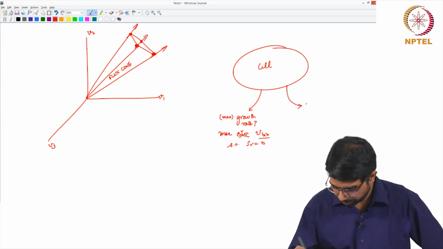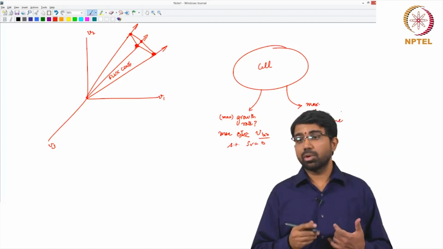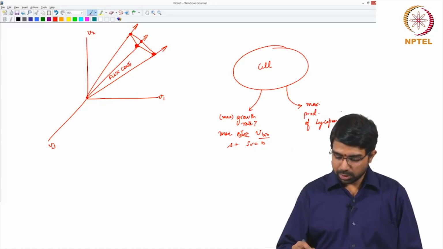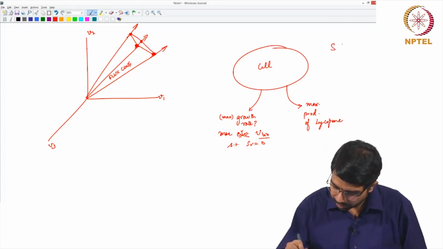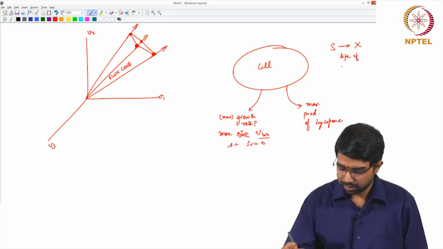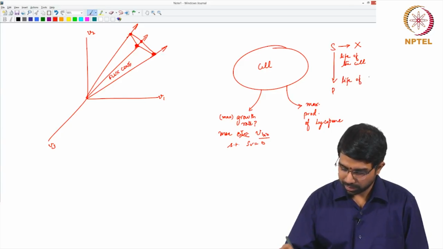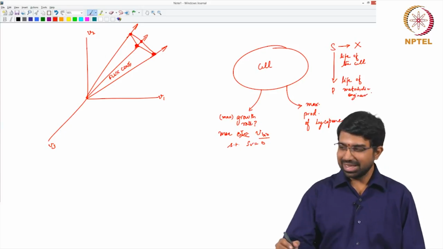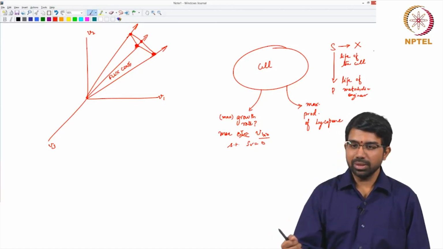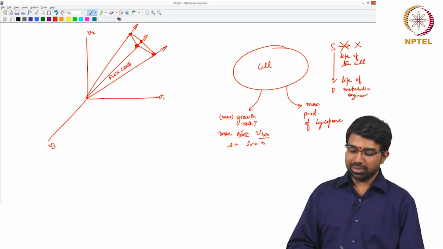The other would be max production of, let us say, lycopene, which is some secondary metabolite and important nutraceutical and so on. You will invariably see that, as somebody once told, S to X is the life of the cell, right. Substrate to biomass, S to P is the life of the metabolic engineer, right. The cell wants to do S to X, but you want to somehow pull it and do S to P. You do not want to totally kill this off too, the cell is dead, you cannot have any product. So, you want to strike an optimum somewhere here, right.